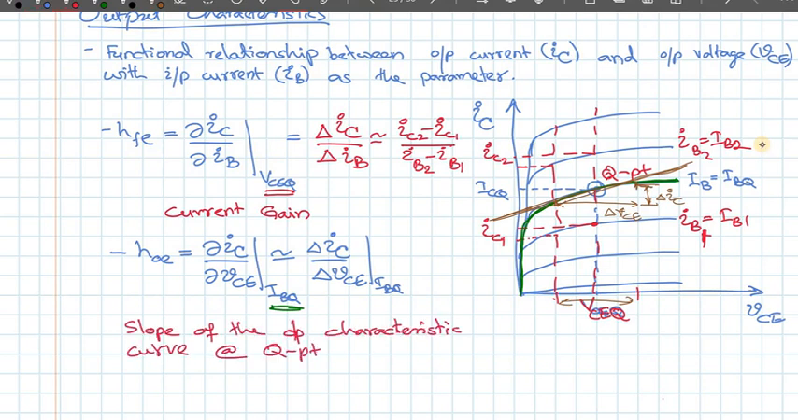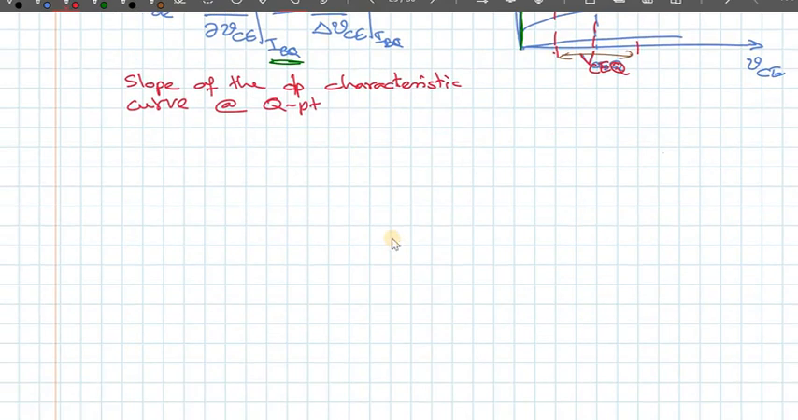So HFE is actually the current gain at the Q point, and the HOE, output conductance, is 1 over output resistance. It's the slope of the IC versus VCE curve at the Q point. Okay, so those two we know now. If you have the output characteristics, you can obtain two H parameters of your BJT.